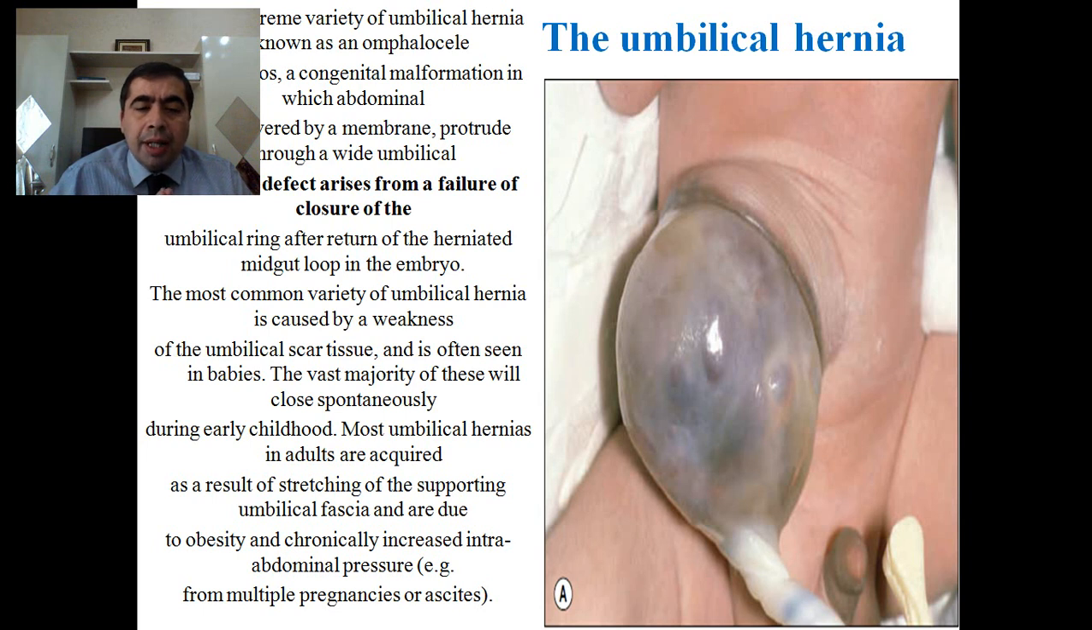Most umbilical hernias in adults are acquired as a result of stretching of the supporting umbilical fascia and are due to obesity and chronically increased intra-abdominal pressure. For example, multiple pregnancies or ascites.